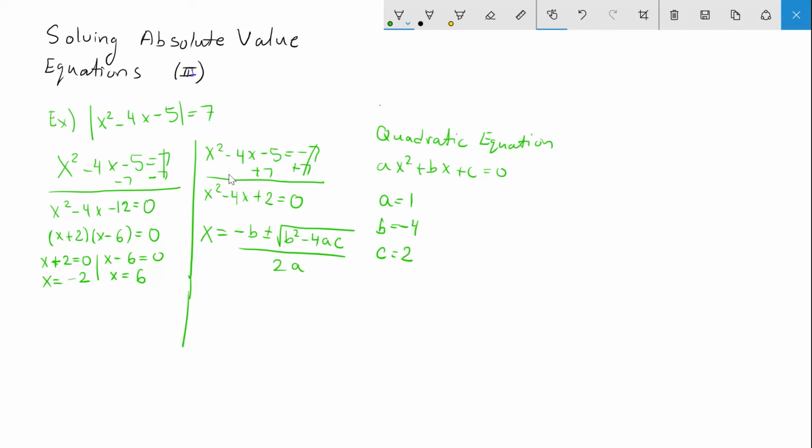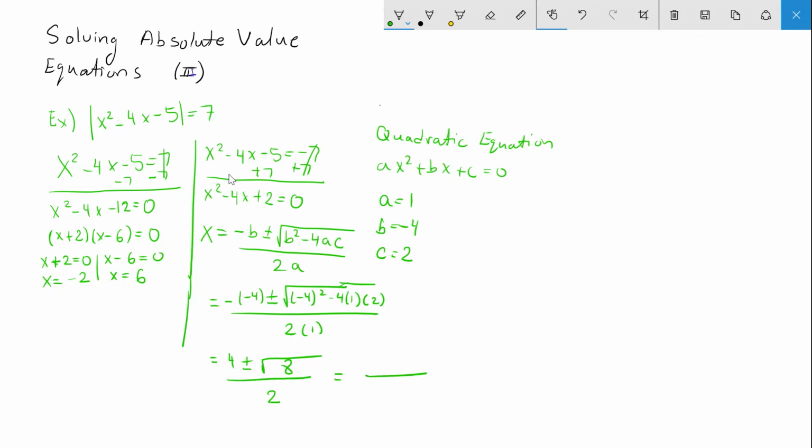So plug in all the numbers, we get negative negative 4 plus or minus square root of negative 4 squared minus 4 times 1 times c, which is 2, divided by 2 times 1. And when you simplify all of this, you're going to get 4 plus or minus square root of all of this stuff on the inside just gives us 8 divided by 2. And when you reduce this and simplify even further, you're going to get 4 plus or minus 2 radical 2 divided by 2. And divide everything by 2, you're going to end up with 2 plus or minus radical 2.